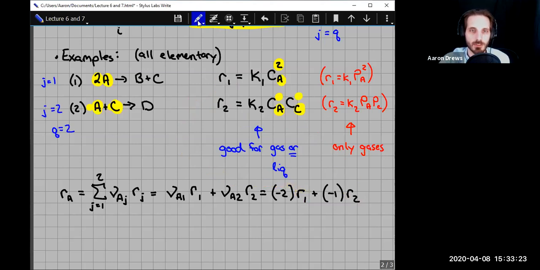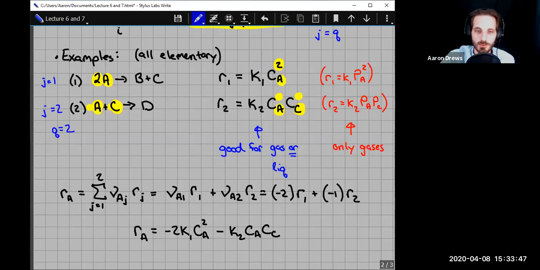Let's get rid of our writing there. And so what we end up with, I'll write it over here. We're going to need a little bit more room here. R sub A is equal to -2 times K1 CA squared minus K2 times CA times CC.